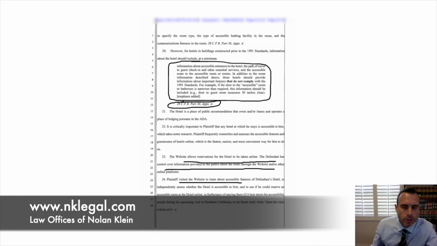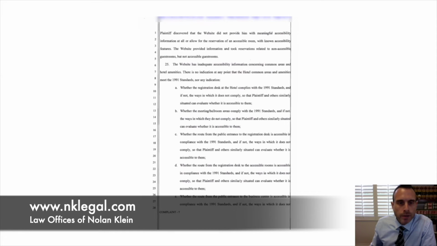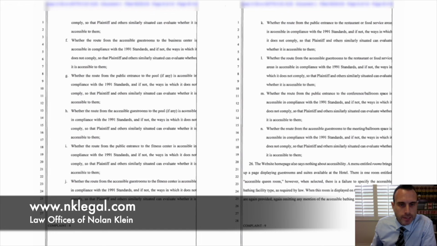Plaintiff visited the website to learn about accessible features of defendant's hotel, to independently assess whether the hotel is accessible to him, and to see if he could reserve an accessible room online in furtherance of staying there if it best meets his accessibility needs during his upcoming visit. Upon visiting, he encountered all of these violations. No information regarding any of this, whether the registration desk complies with the 1991 standards, whether the meeting rooms comply with the 1991 standards, et cetera, et cetera.